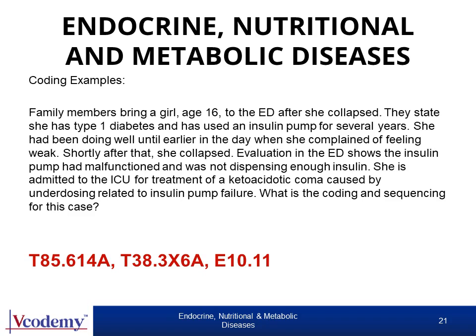The second code will be T38.3X6A. So this is underdose of insulin. And the type of diabetes E10.11 should be recorded as the third code. So this is the sequencing you need to follow. T85, T38 and then the type of diabetes.